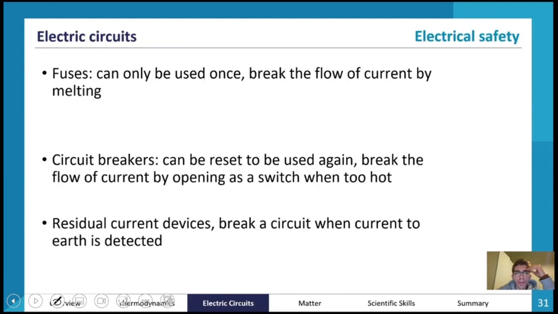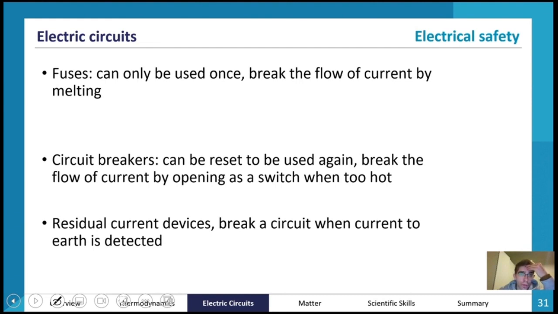Other things that you are going to learn in units 1 and 2 physics is about electrical safety. You are going to learn about fuses that can only be used once because they break the flow of current by melting. So what happens when it gets really dangerous all of a sudden and there is about to be a short circuit? Fuses basically break the circuit.